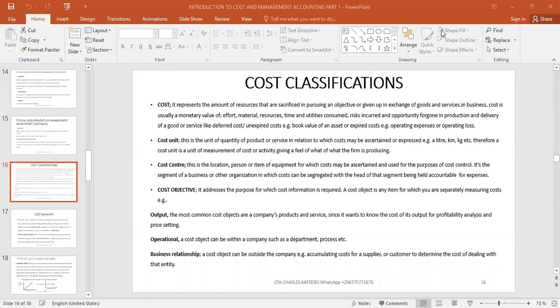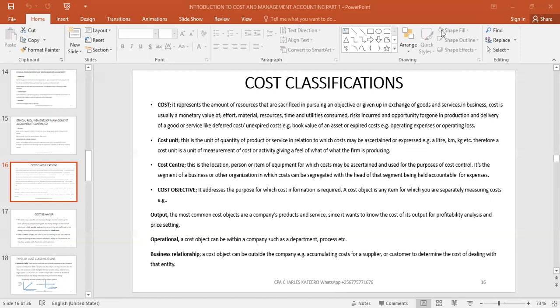So today we are going to continue from where we stopped last time, and we are going to be talking about the cost classification in detail. But before we head there, allow me first give you some few highlights of the items which we are going to be seeing within the cost classification.